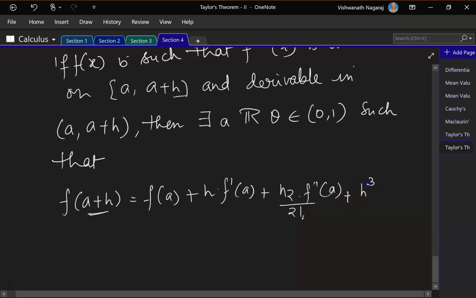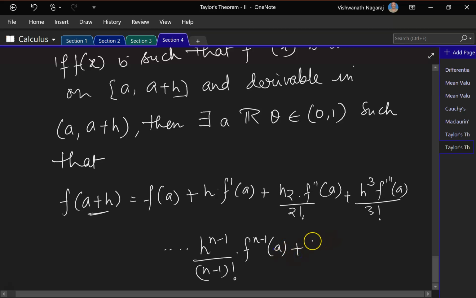plus h cube f triple prime of a by 3 factorial and so on, h to the n minus 1 by n minus 1 factorial times f n minus 1th derivative of a, and here is where the impact would be: h to the power of n by n factorial f nth derivative of a plus theta h.